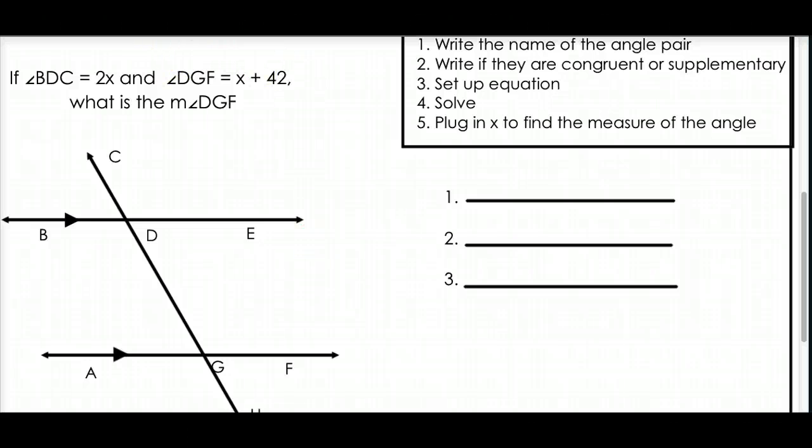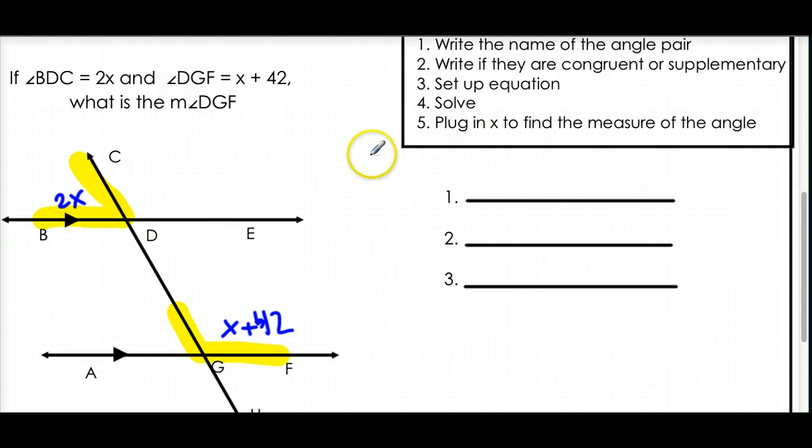Now you'll see why it's so challenging in a second. If angle BDC is 2x, and DGF is x plus 42, what is the measure of DFG? So let's start filling in some stuff. BDC, which is up here, is 2x. And we know that DGF, which is this angle right here, is equal to x plus 42.